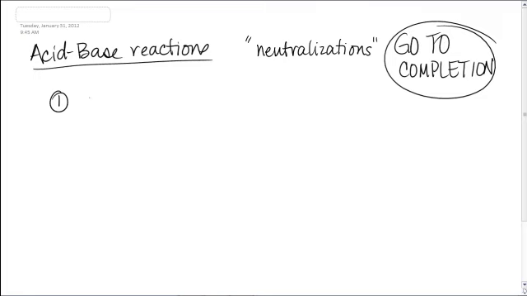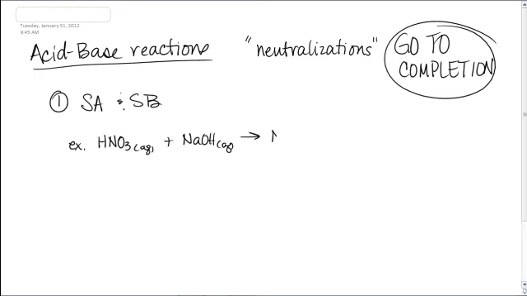So we're going to look at three different ones. We're going to look at a strong acid, strong base reaction. And I'll just give you some examples. So an example of that might be nitric acid plus sodium hydroxide yielding NaNO3 and water.